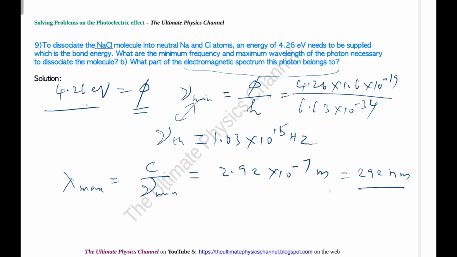So these are the values that are asked in the first part. Now, what part of the electromagnetic spectrum do we belong to? We know that this is less than 350 nanometers, where the visible spectrum typically starts. So this is in the ultraviolet region. This is in the UV region of the electromagnetic spectrum. That is the answer to the second part of that question. Let's move ahead.